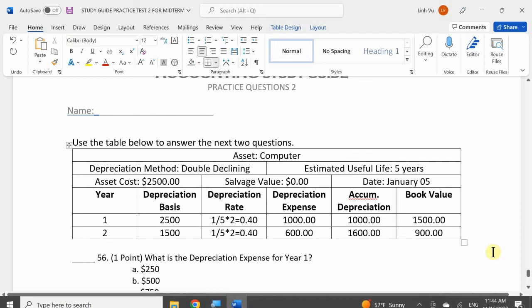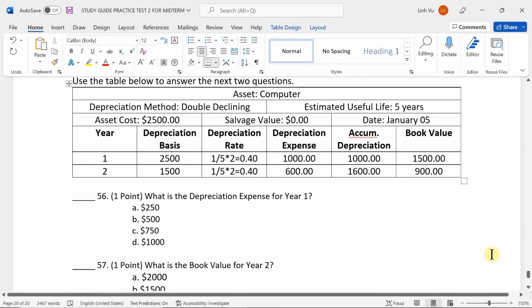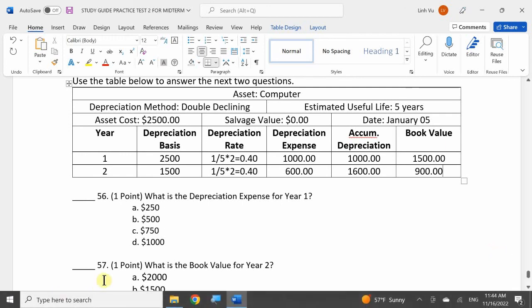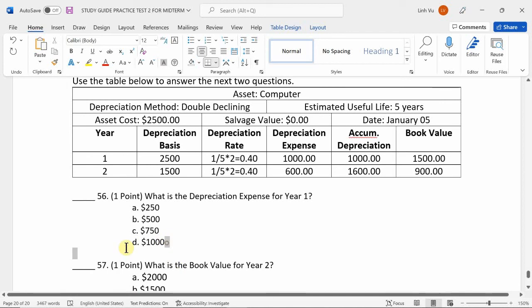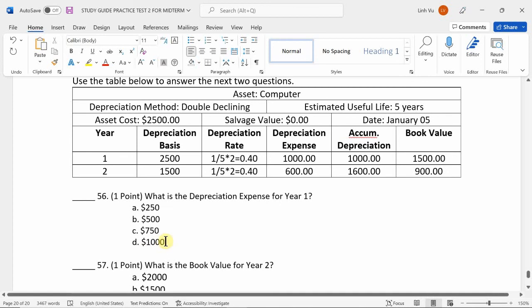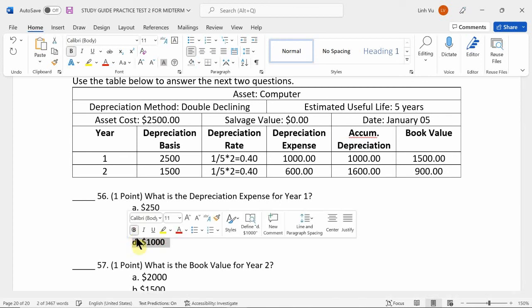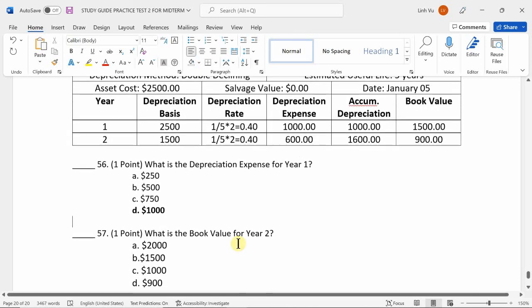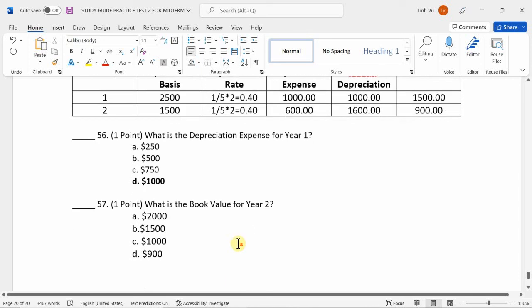So, 56 says, what is the depreciation expense for year 1? It's going to be $1,000. And the last question here is, what is the book value for year 2? We calculated it to be $900.